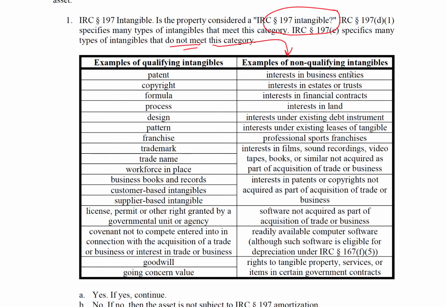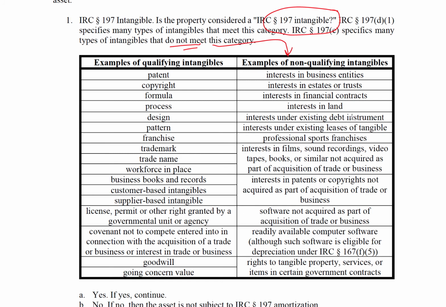Okay? Now, examples of non-qualified are interest in business entities. So if you own a partnership interest, you own stock. Interest in estates or trusts, same idea. If you have an interest in those, that's not amortizable. Interest in financial contracts, so this is like futures. Anything along the same lines as those. Hedge commodities, those kind of things. Interest in land. Okay, land cannot be depreciated, nor can an interest in land be amortized.